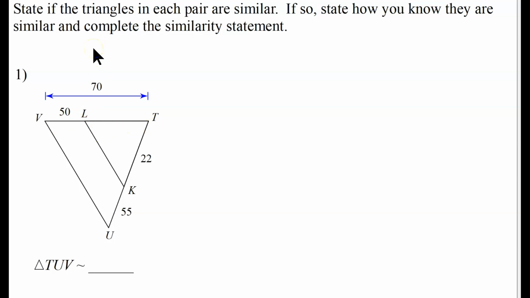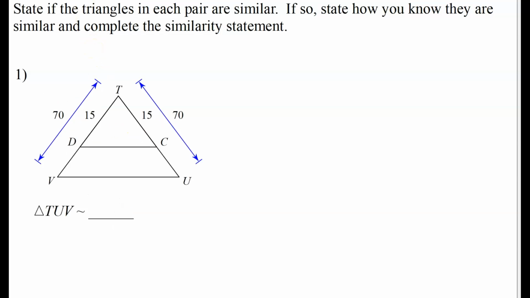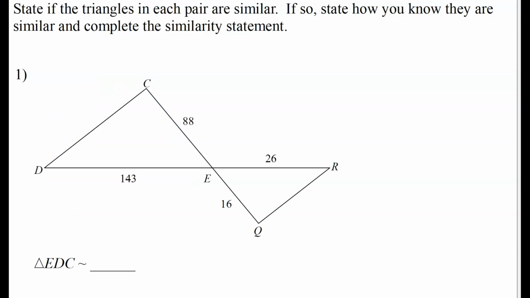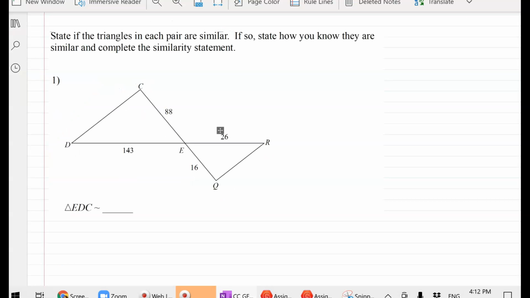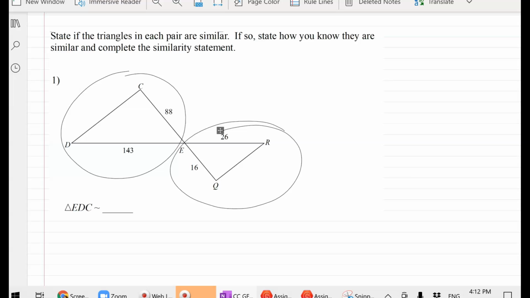Okay, so now we're going to actually do the work. We're going to start with an SAS. To prove that these two triangles are similar, remember we have this triangle and this triangle. We want to compare them by looking at the corresponding sides. That means I'm going to take a proportion. I'm going to call this one triangle 1 and this one triangle 2. It doesn't matter which. It's just to help us label and organize.